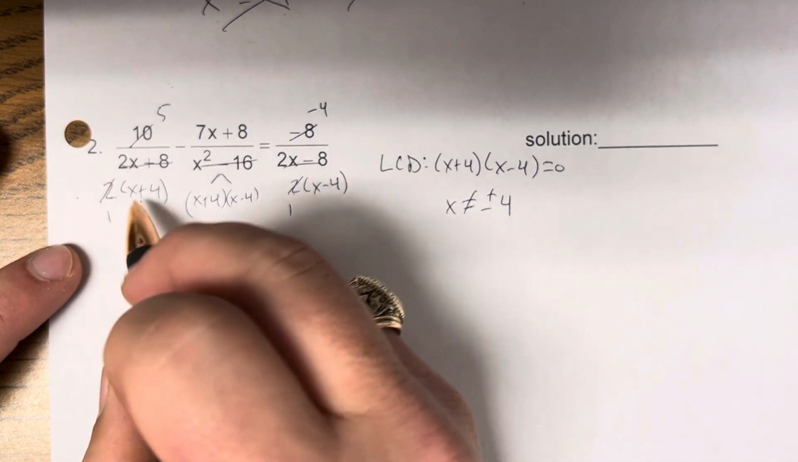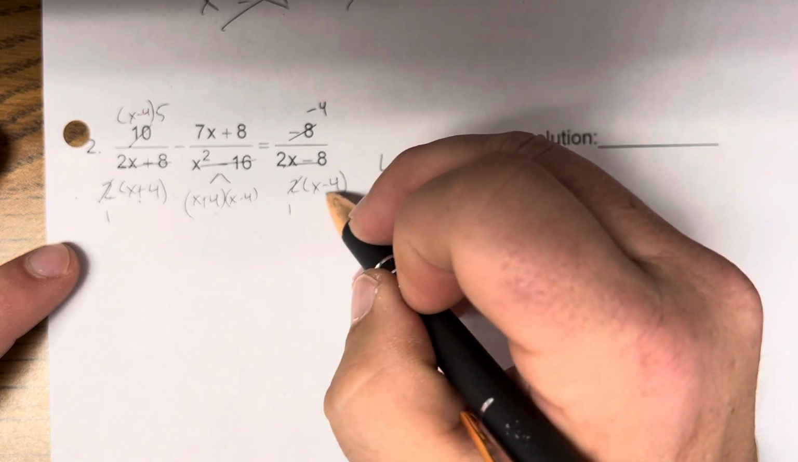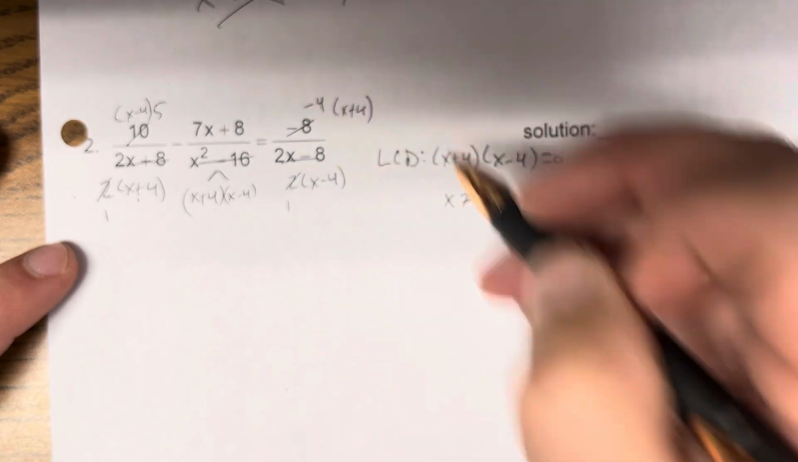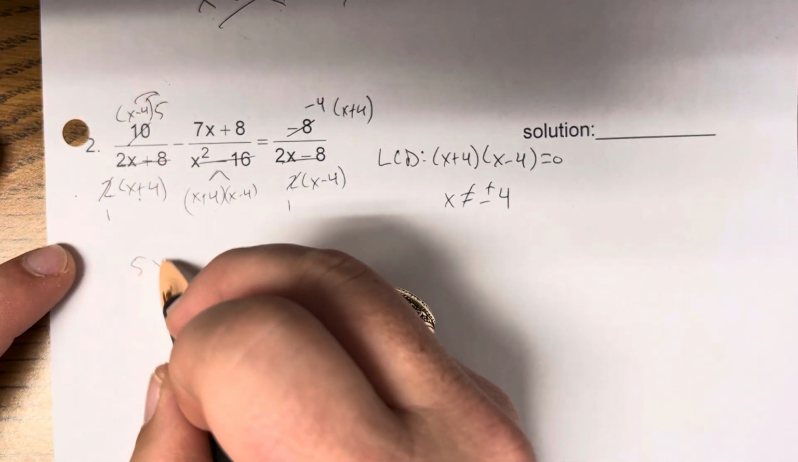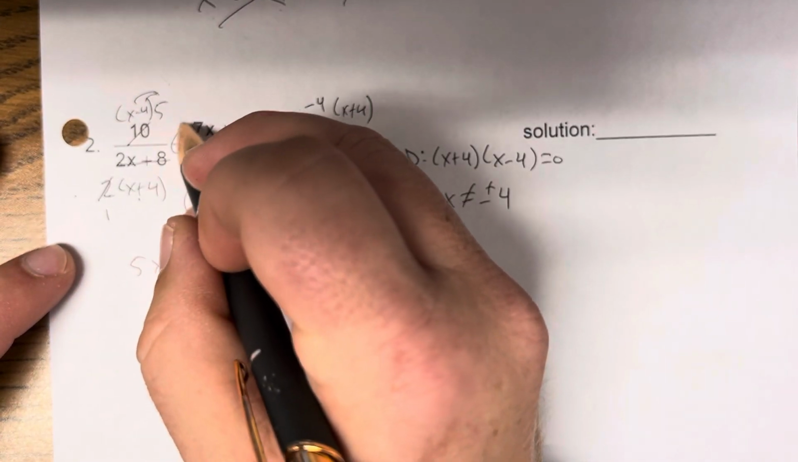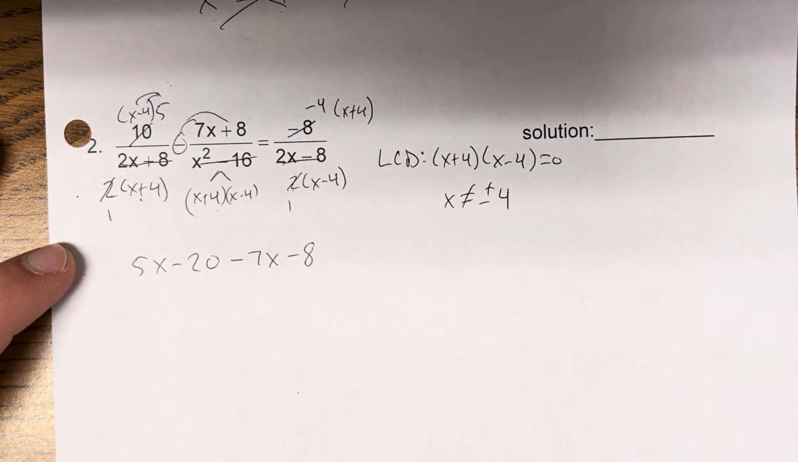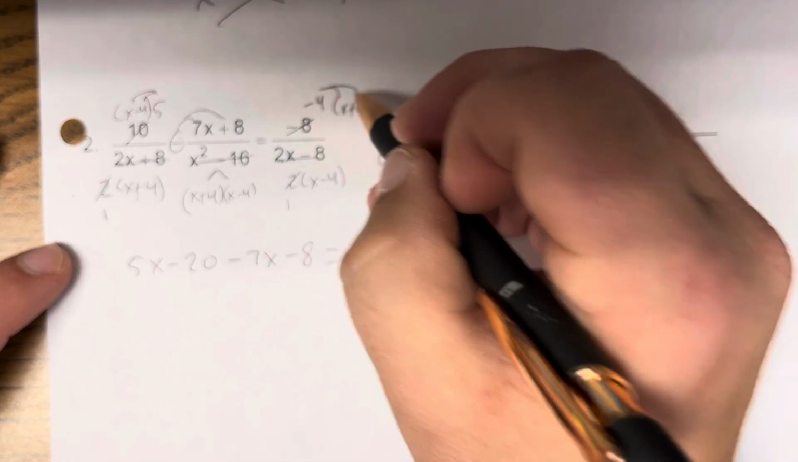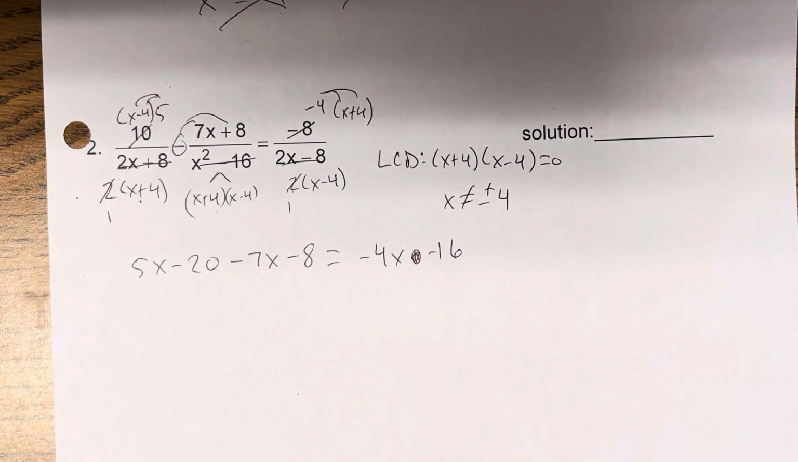This one has the x plus 4. It needs the x minus 4. This one has both of them. It's good. This one has x minus 4. It needs the x plus 4. So we'll distribute the 5 to get 5x minus 20. This one is subtraction, which is going to change those signs, negative 7x and negative 8. And then over here, we're going to distribute to make negative 4x, sorry, not plus, minus 16.